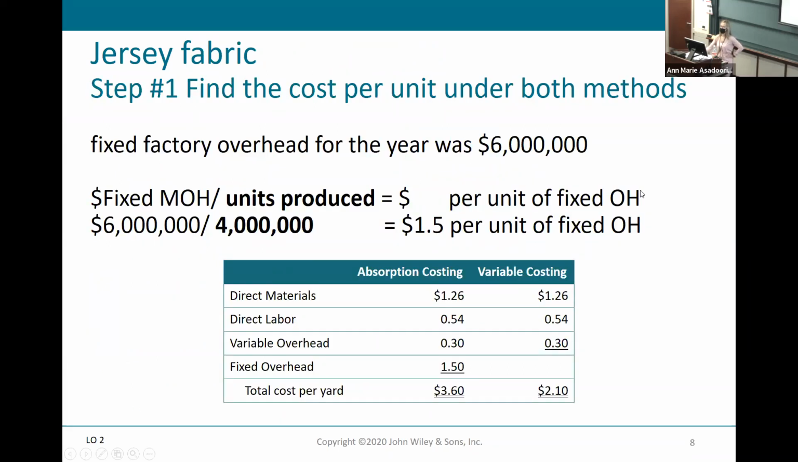Okay, so I'm taking that 6 million, I'm going to divide it by the 4 million units produced. And what you're going to see is under GAAP or under absorption costing, you've got an extra $1.50 in fixed factory overhead tied to each one of your units. Variable costing, just your variable production costs. Absorption costing has to have every cost in your factory with an additional $1.50 per unit.